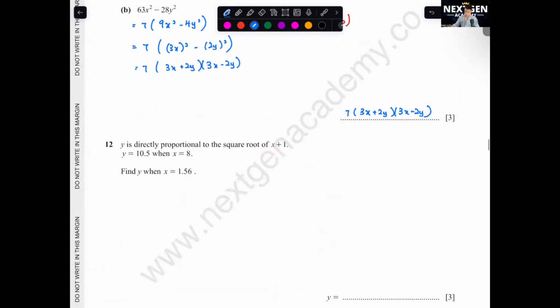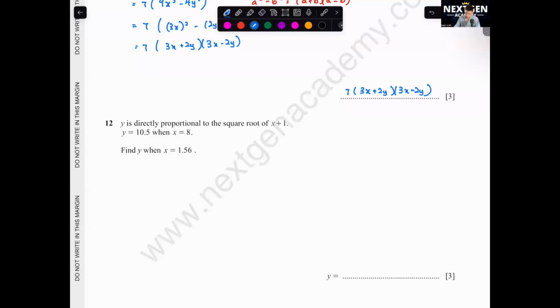Okay, number 12. This is a proportional type of question. Okay, the keyword here is this. When they say directly proportional or inversely proportional, what does it mean? Okay, they say here, y is directly proportional to the square root of x plus 1. Then they give you a value, y equals 10.5, x is equals to 8.